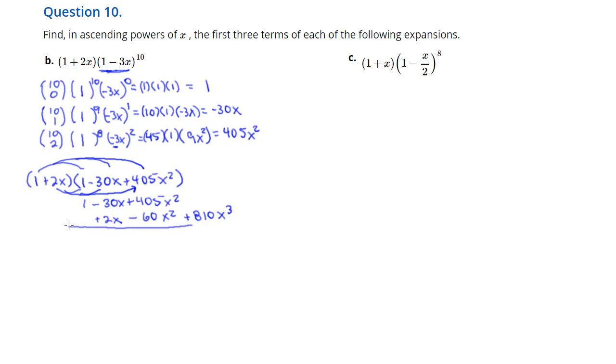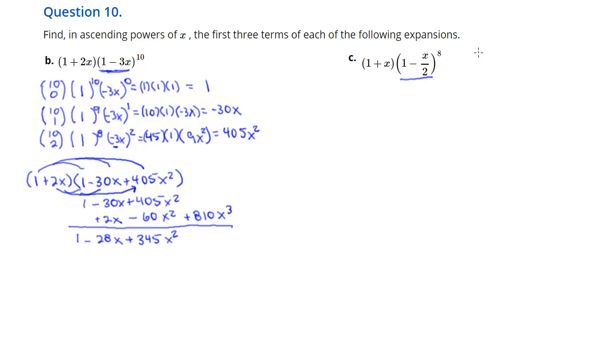Now, the reason I did it was I want to show you that we didn't have to, because that first term is a 1, and then the second term is a negative 28x, and then the third term is going to be 405 minus 60, or 345x squared. They only asked me for the first three terms, so that's all I've got to give them.